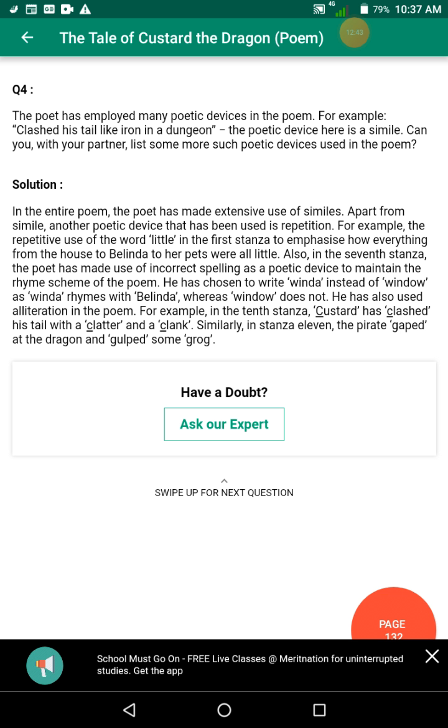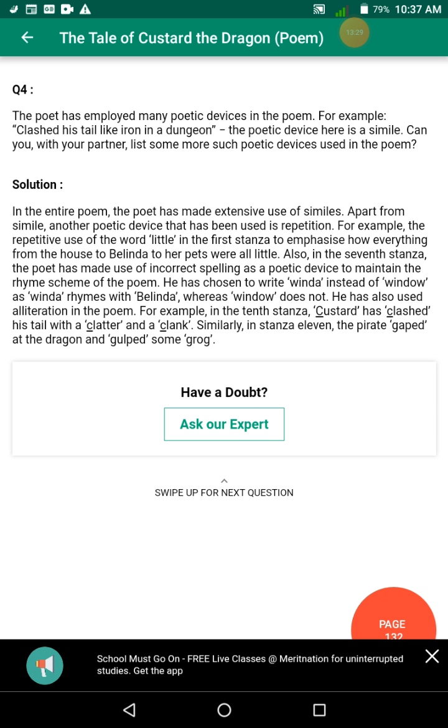For example, the repetitive use of the word little in the first stanza to emphasize how everything in the house, to Belinda, to her pets, were all little. Also in the seventh stanza, the poet has made use of incorrect spelling as the poetic device to maintain the rhyme scheme of the poem. He chose to write winda instead of window, as winda rhymes with Belinda, while window does not.